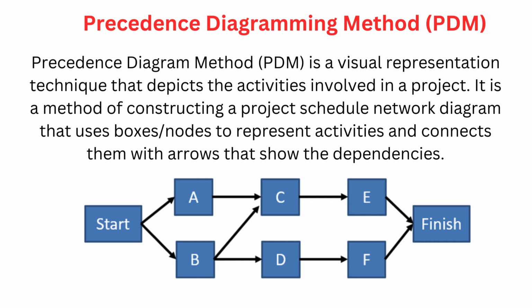And then we have nodes. They represent the start and the end of each activity. Right. And then we have dependencies. PDM focuses on showing the relationships between activities. By analyzing the diagram, you can identify the critical path, which is the longest sequence of dependent activities that must be completed on time for the project to finish on schedule. And the activities on the critical path have zero float or slack time.